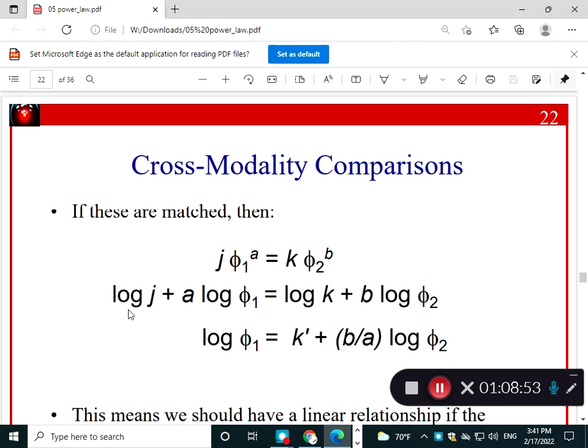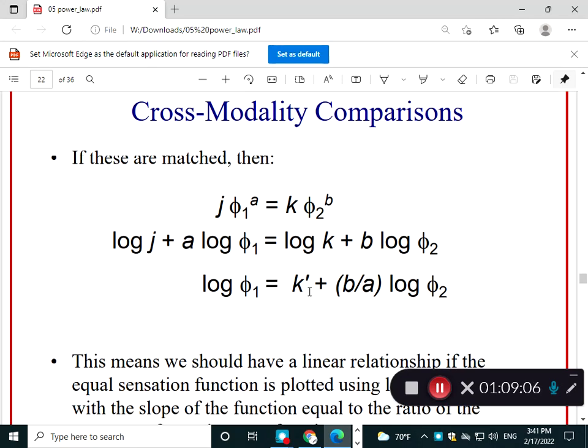Once you take the log on both sides, you can bring the exponents a and b down. So now it becomes log J, a log phi 1, and so on. And finally, you can move the parameter to the other side. So now you can basically figure out how much log sensation of phi 2 can generate the sensation of phi 1. This is how they develop flying simulators and driving simulators.